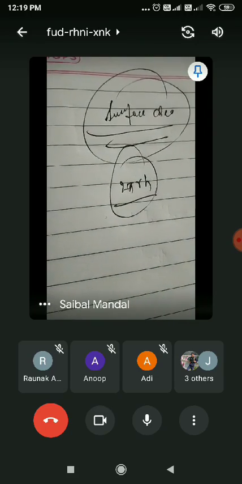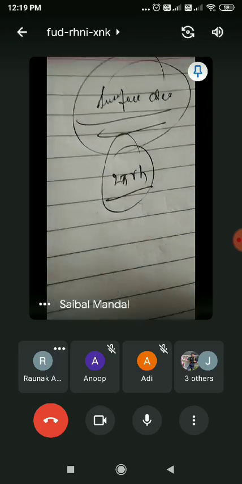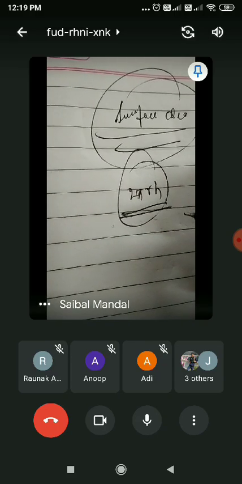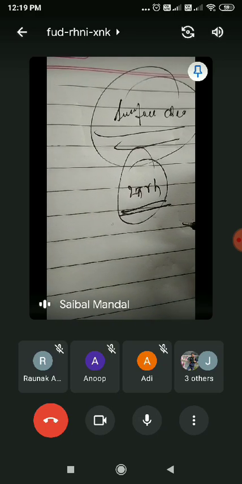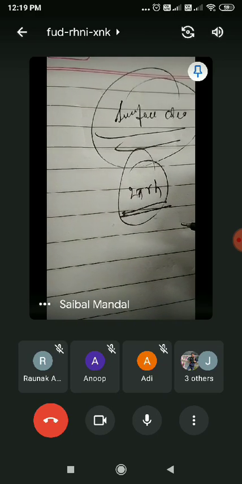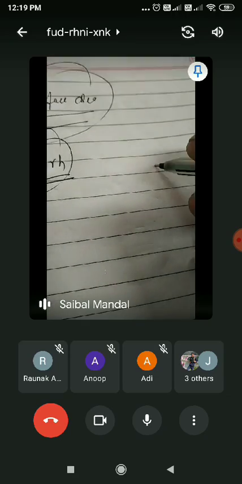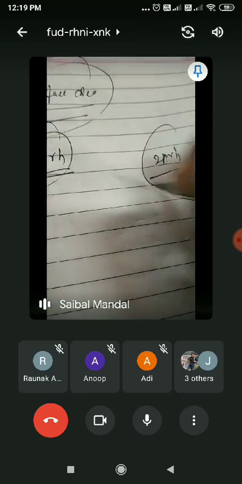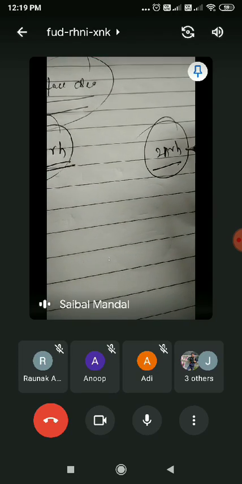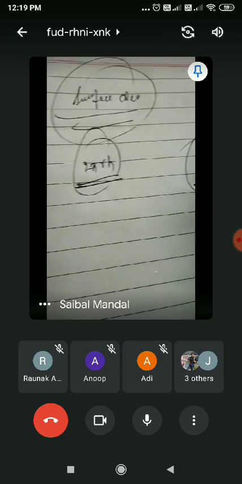Yes or no? 2 pi r h, yes, sir. This is for A. And B has also got the same formula, 2 pi r h. Okay? Now let us compare.